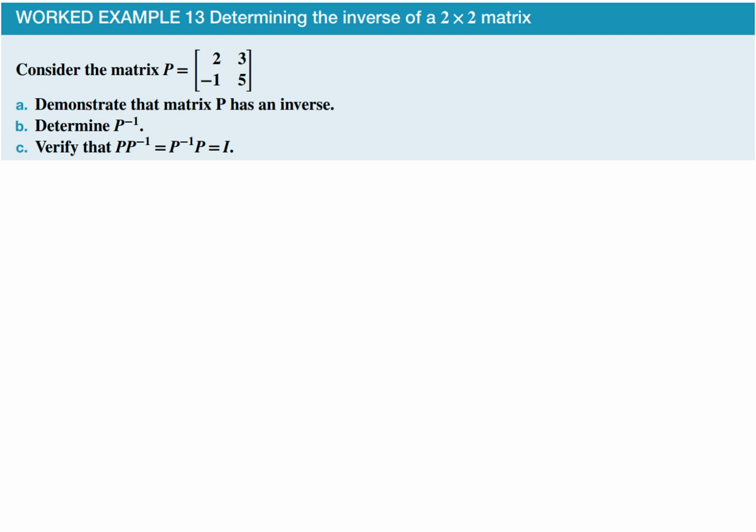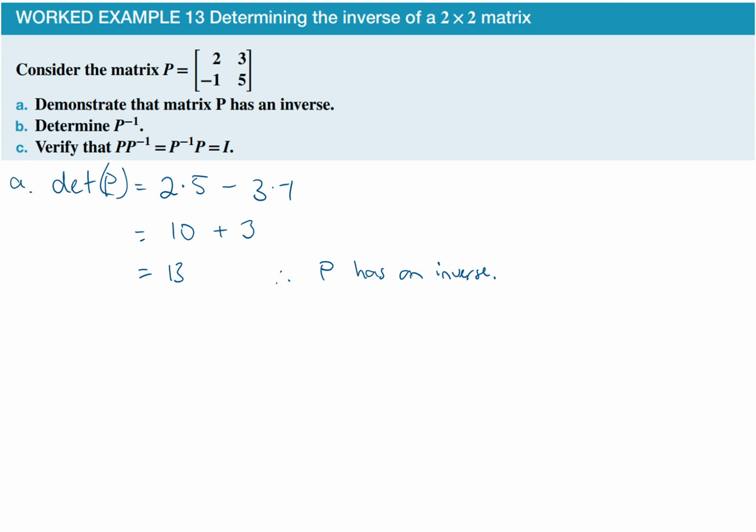Determinant of matrix P. Demonstrate that matrix P has an inverse. It will have an inverse if its determinant is not 0. So let's find its determinant. So in part A, the determinant of P will be the product of the leading diagonal, 2 times 5, minus the product of the other diagonal, 3 multiplied by negative 1. 2 5s are 10, minus negative 3 or plus positive 3 is 13. Therefore, P has an inverse.